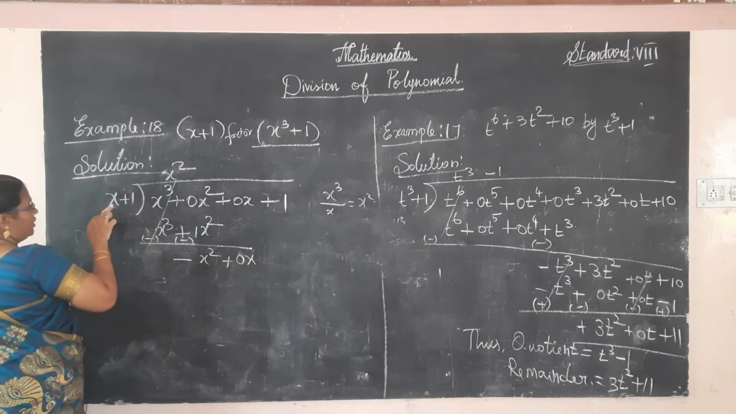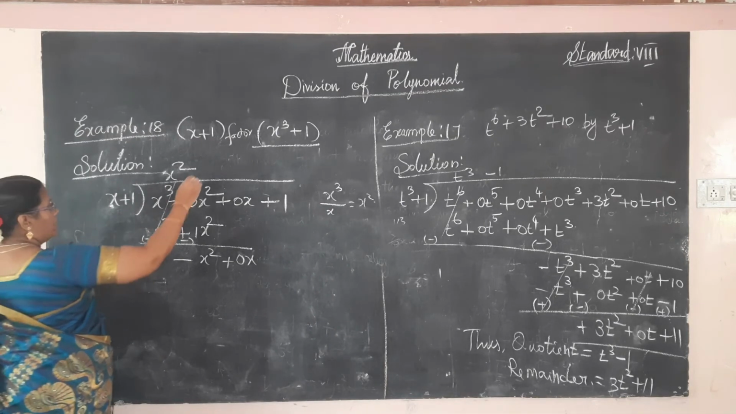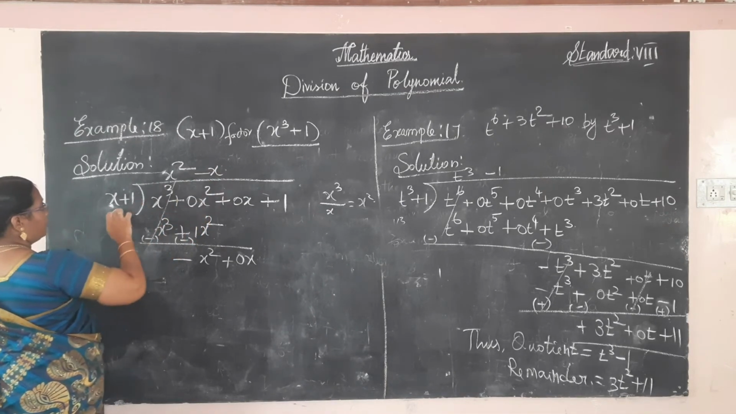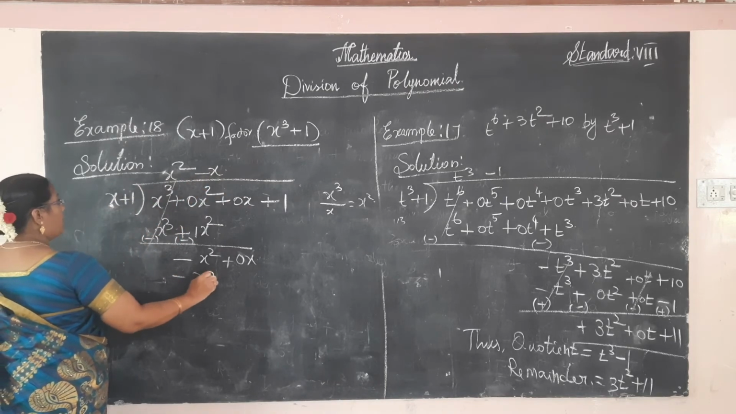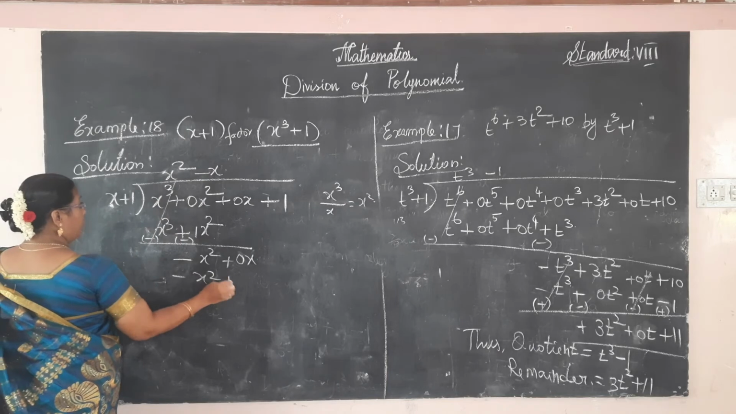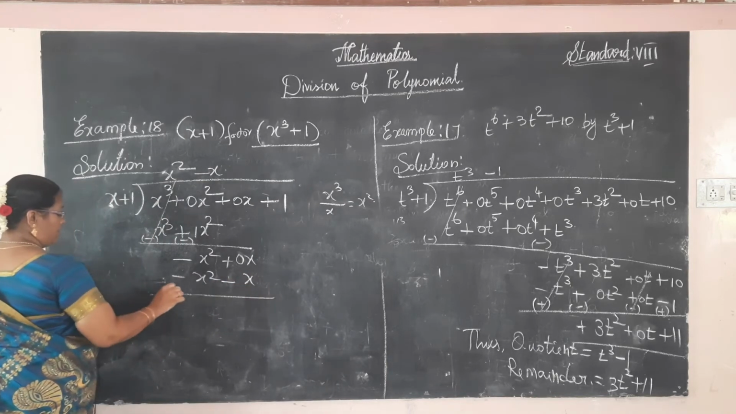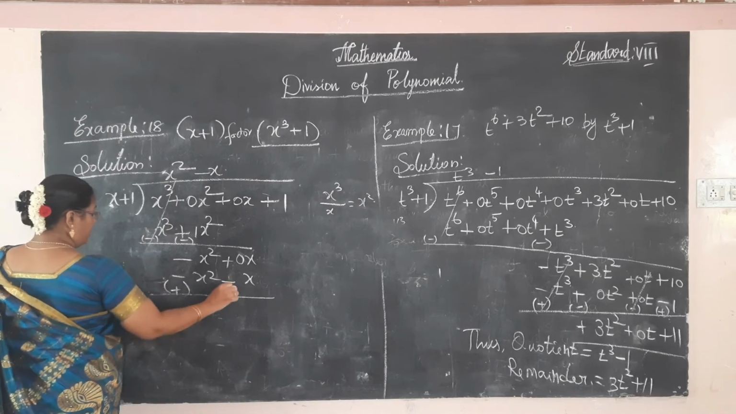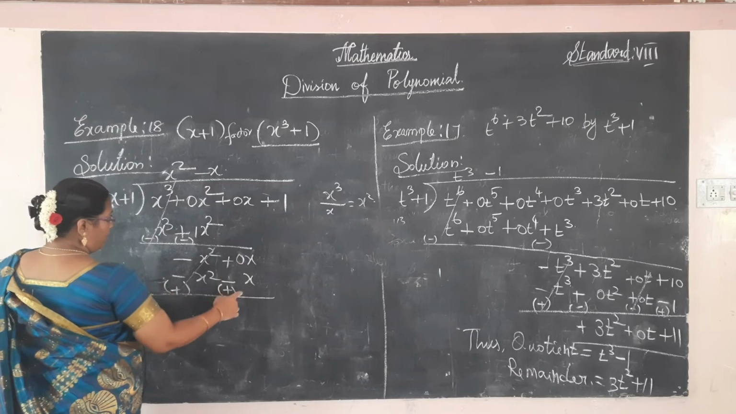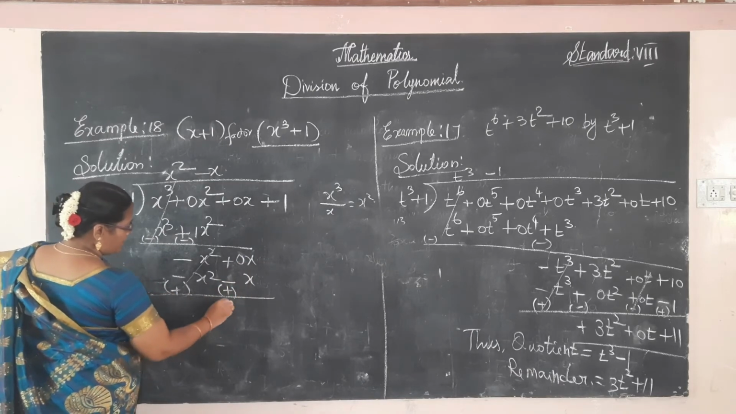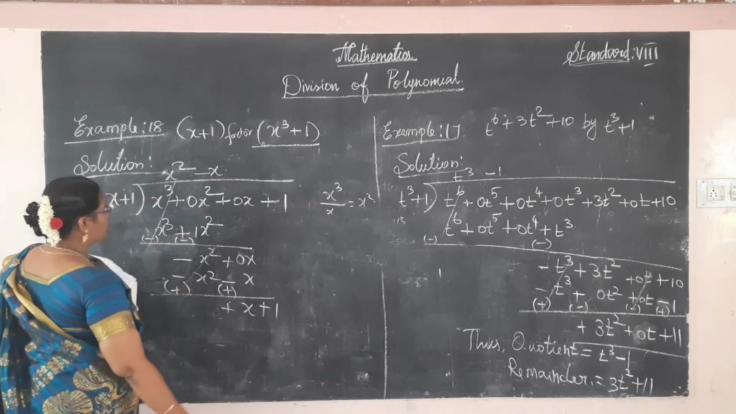The first term divided by the first term of the divisor. What do we get? Minus x. Now multiply each term. So minus x into x is minus x square. Multiply the second term, plus into minus, minus x. Now change to the additive inverse. So this term will be cancelled. 0x plus x, so the answer is plus x. Now bring down the next term, plus 1.